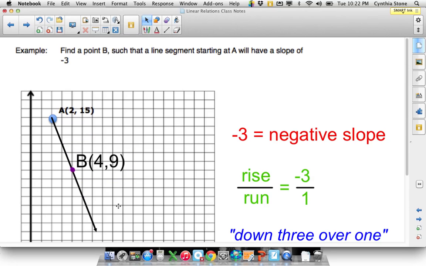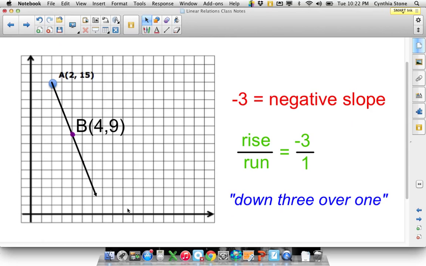Okay, so that's finding a point on a line, and that's how you draw the line, though. You figure out the slope, kind of break it down into rise and run, and then if you're lucky enough to have a grid where every box is just a unit of 1 down or 1 over, that's how you do it.